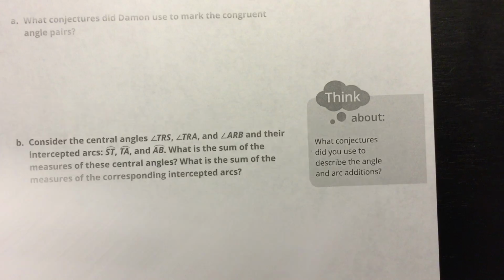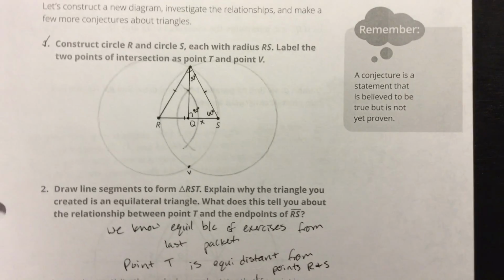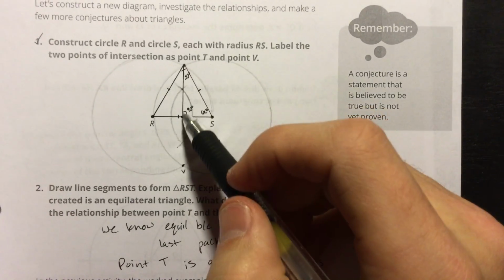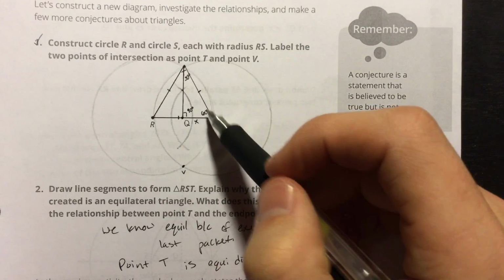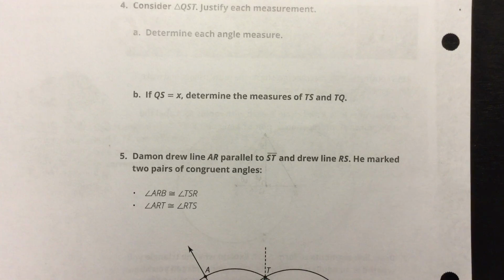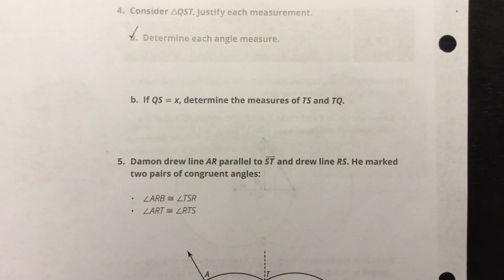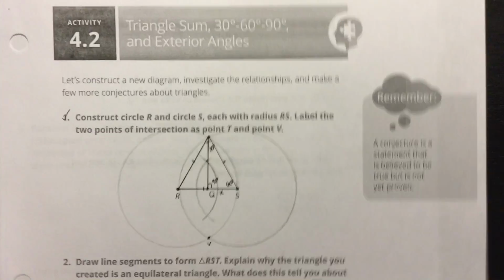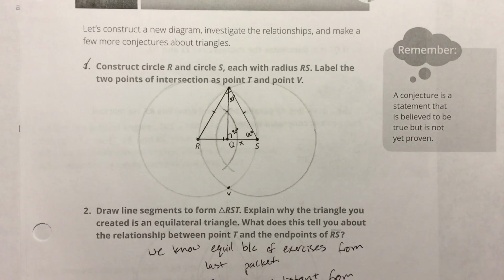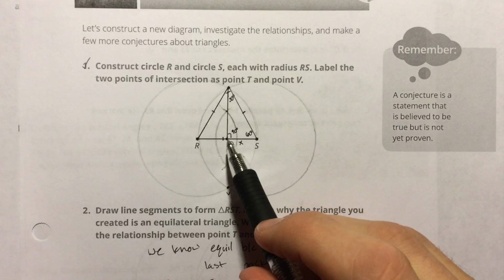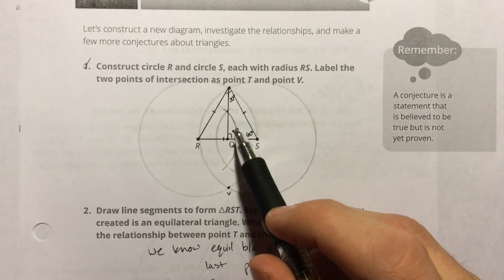Looking at just this triangle right here, the right side of our equilateral triangle. Part A says, determine each angle measure, which I've done, and we'll look at those right now. We said that point Q is on the perpendicular bisector of line RS, which means that this is going to be a 90-degree angle.